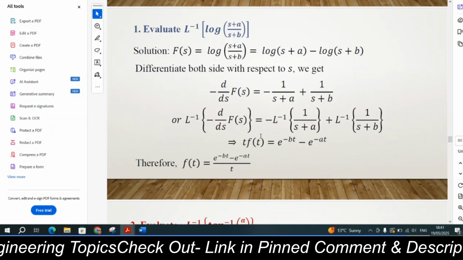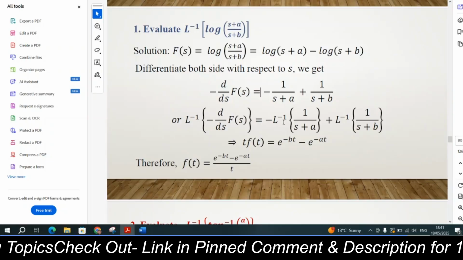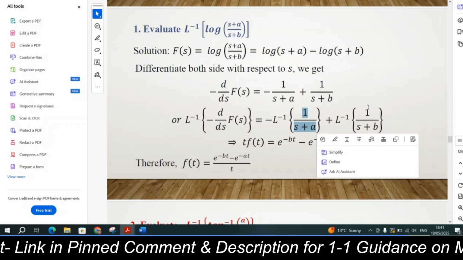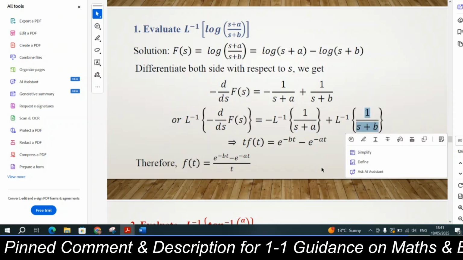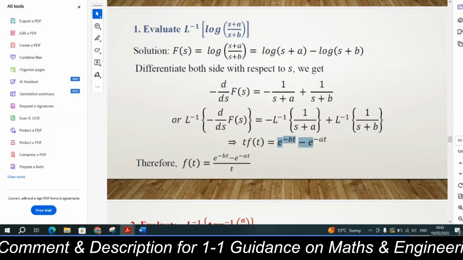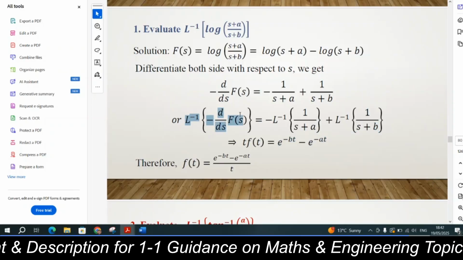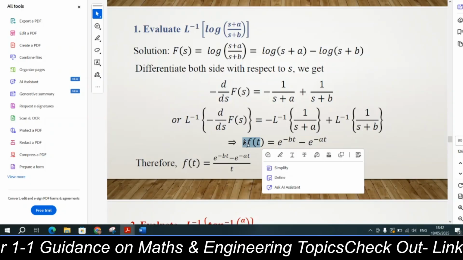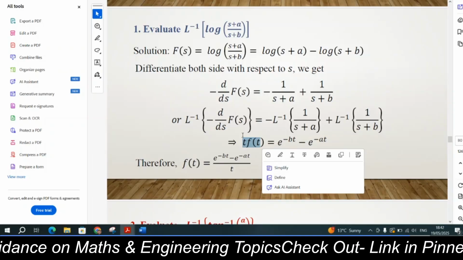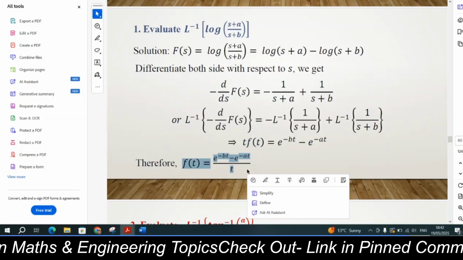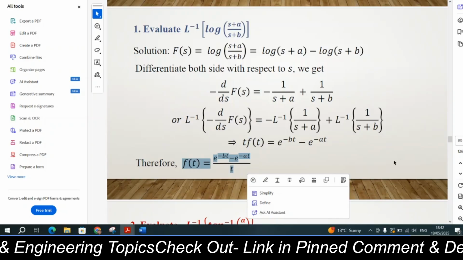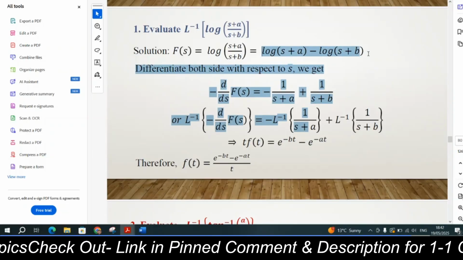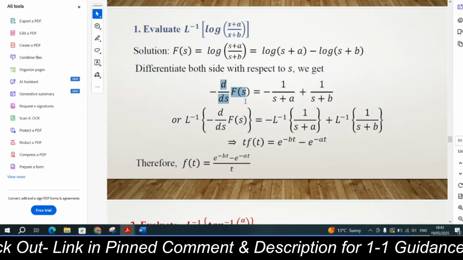Inverse Laplace of log of (s plus a) upon (s plus b). Because it is log of (s plus a) upon (s plus b), it can be written as log of (s plus a) minus log of (s plus b). We can take the derivative of this. The negative derivative will be minus 1 upon (s plus a) plus 1 upon (s plus b). Inverse Laplace of this is minus the inverse Laplace of 1 upon (s plus a), which becomes e raised to minus at, and 1 upon (s plus b) becomes e raised to minus bt. So this becomes e raised to minus bt minus e raised to minus at, and we know the formula of this is actually t into f of t.